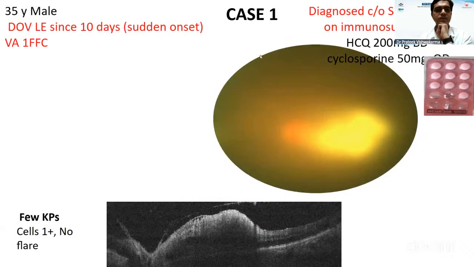This is a 35-year-old male patient who came to us with diminution of vision in the left eye since 10 days. The vision was reduced to finger counting. He is a diagnosed case of SLE since 2012 and on immunosuppressive agents, hydroxychloroquine and cyclosporine.